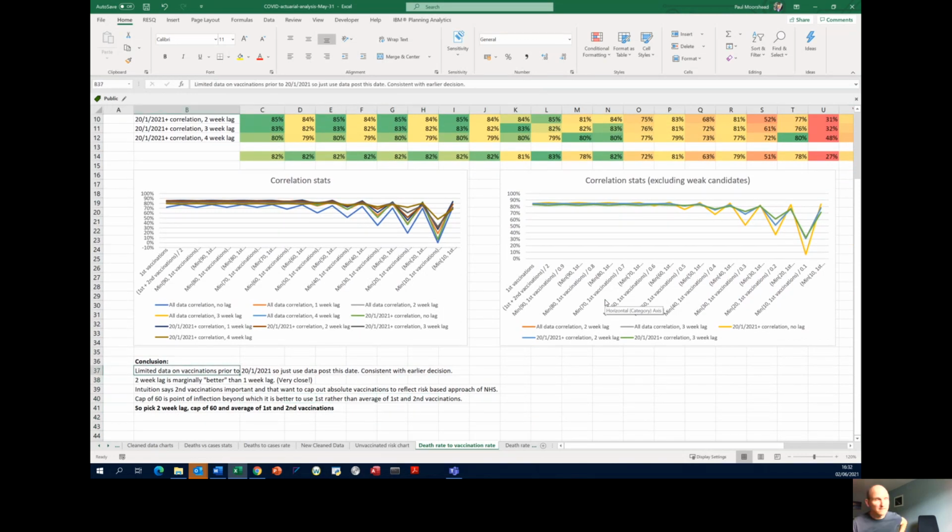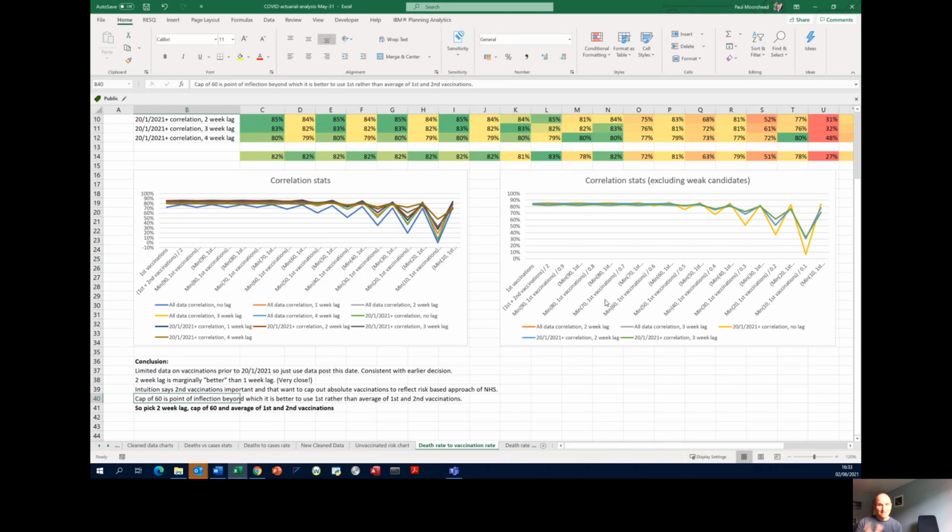I'm not going to look at the old data because there's limited information on cases, and limited vaccinations happened prior to that. So I'm just going to use the 20th January data onwards. I'm going to go for a 2-week lag, just about okay. Like I say, it could have gone 1 week, but I'm going to stick with two. I think second vaccination is important. That's very much what the NHS has been saying, and I want to cap out and say we don't need to vaccinate every single person to get rid of almost all the risk. And obviously there still is a tiny risk, but it's much, much smaller, and you've got rid of virtually everything there. So that's the level you need to aim for.